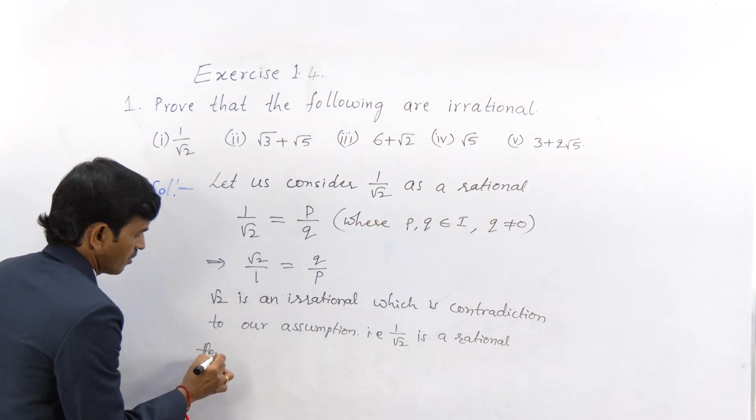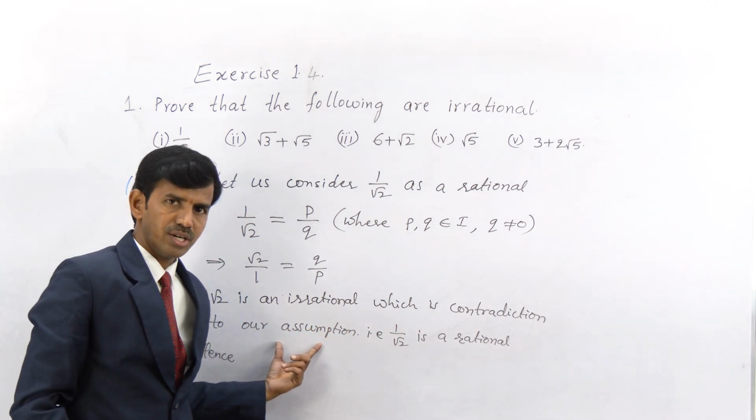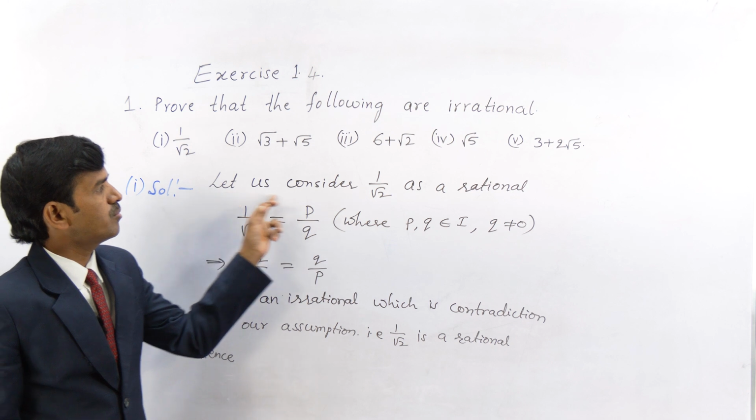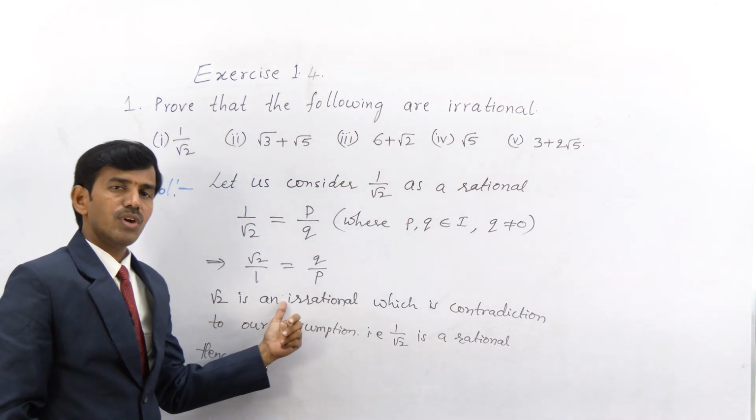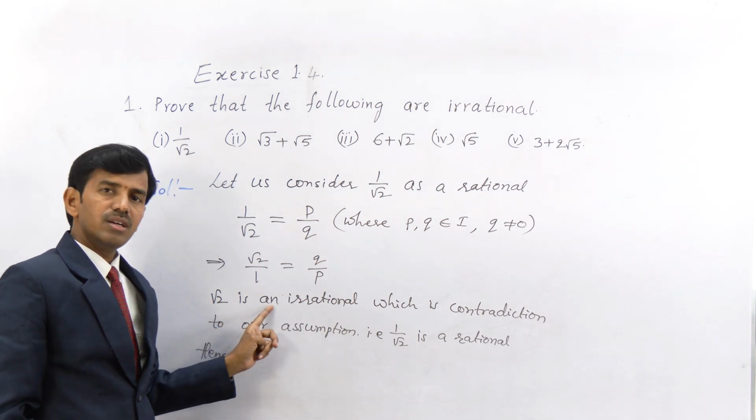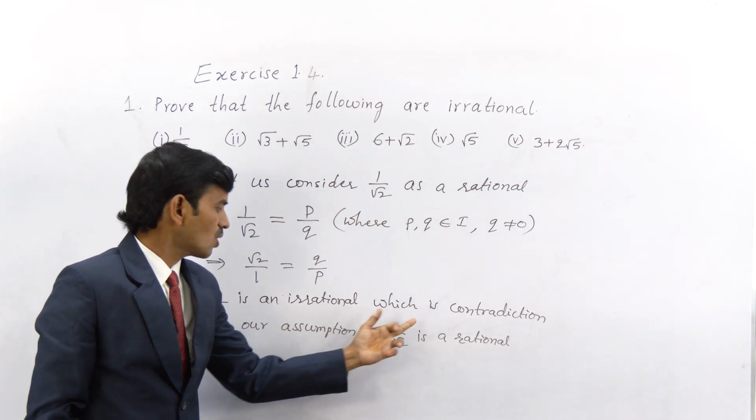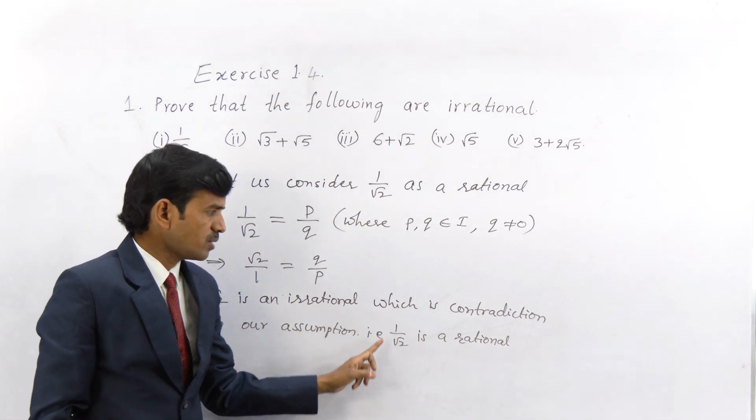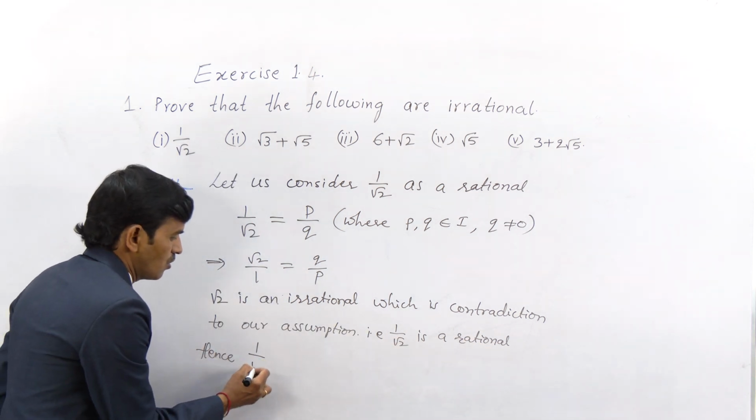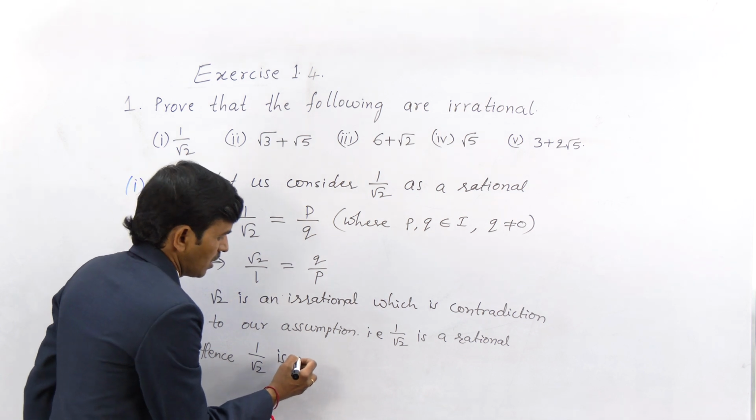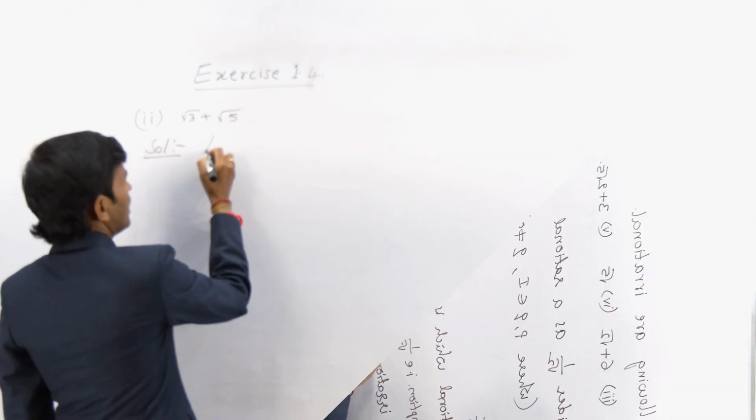Hence, why is this contradiction arising? Because of our assumption. What is our assumption? What have we assumed here? 1 by root 2 as rational. Finally, what did we reach here? Actually q must be an integer, but what are we getting? Irrational. So this is the contradiction to our assumption. Therefore, our assumption of taking it as rational is wrong. So 1 by root 2 is an irrational.